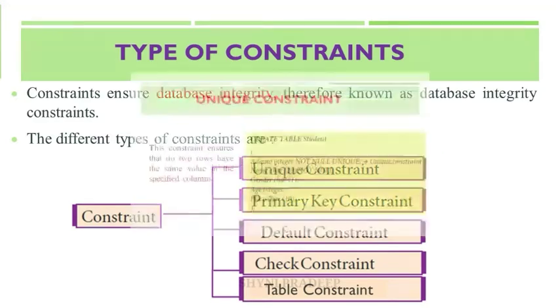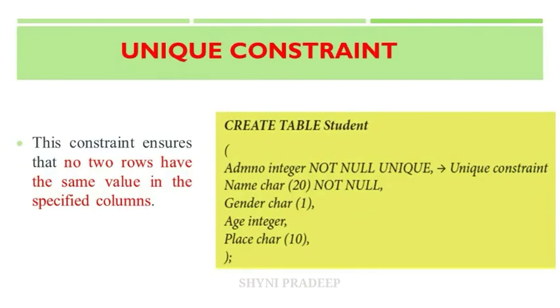Okay, first let us see about unique constraint. This constraint ensures that no two rows have the same value in the specified columns. For example, a unique constraint applied on admin number of the student table ensures that no two students have the same admission number. Okay, so unique constraint can be applied only to fields that have also been declared as not null.